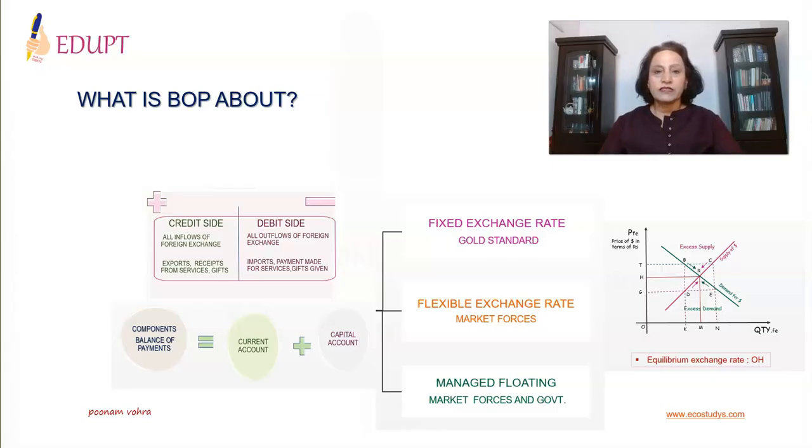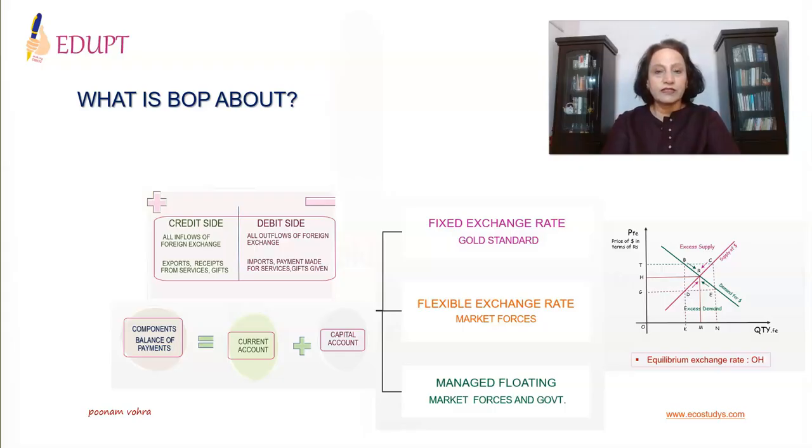Then one has to understand the components of balance of payment, which is categorized as current account and capital account, where current account maintains all the transactions relating to export and import of goods and services, including unilateral transfers, and capital account records all those transactions that affect assets and liabilities of the residents of the countries and the government.